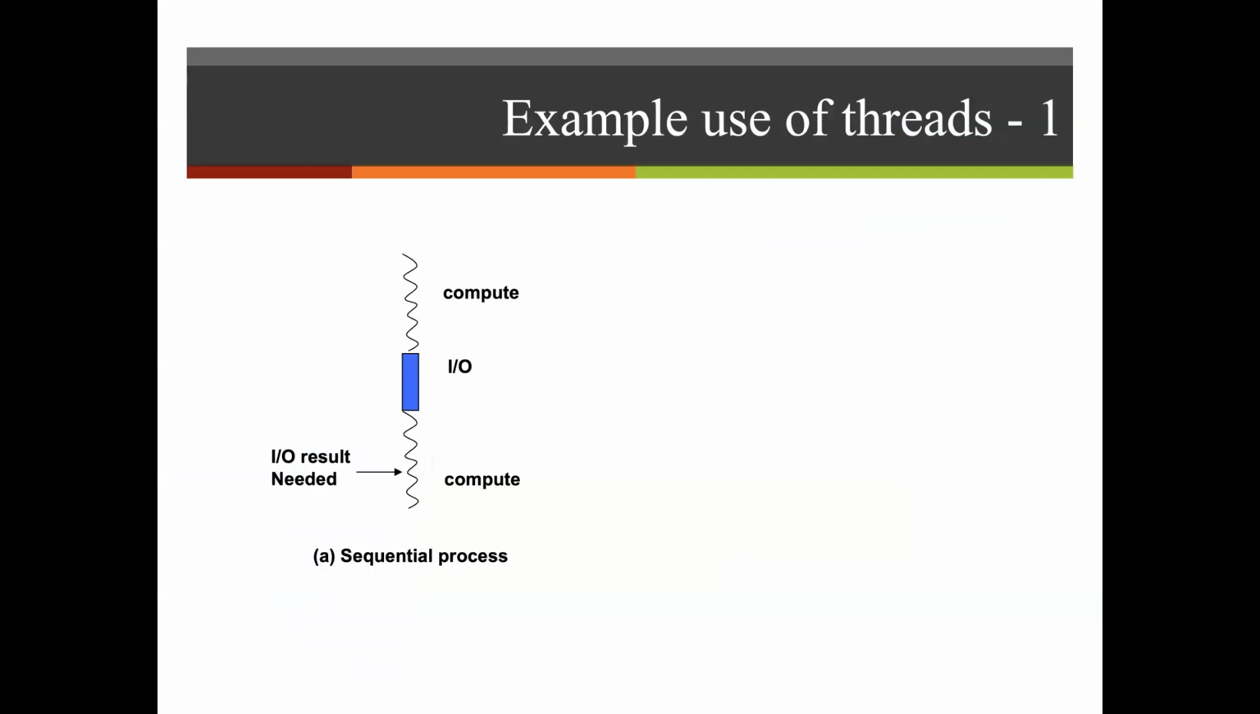Let's analyze how threads can be used in software. Let's take the case of a sequential process. In this example, we have a program that is executing serially, with a portion that is compute, then a portion that is input and output, and then another portion that is compute. But the second compute portion does not necessarily require the results of the I/O process that occurred previously. So what could we do to speed up the program execution?